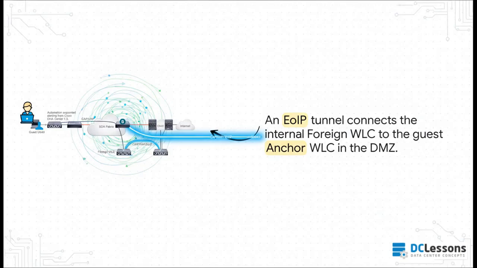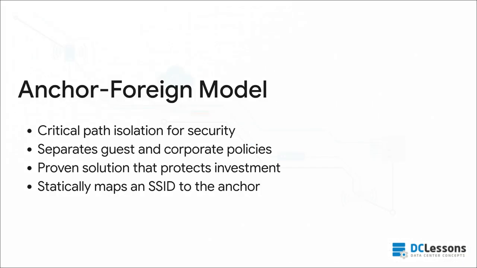And this slide brings that architecture to life. You can see it right here. A guest connects, their traffic hits the internal foreign WLC, and from there, a secure Ethernet over IP, or EoIP, tunnel is built through your network, all the way to the Anchor WLC sitting in the DMZ. This tunnel is really the key piece that contains all that guest traffic and keeps it safely walled off from all your internal resources.